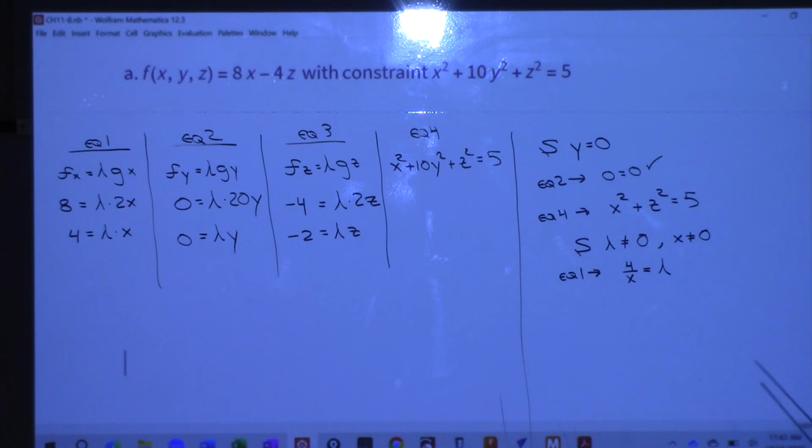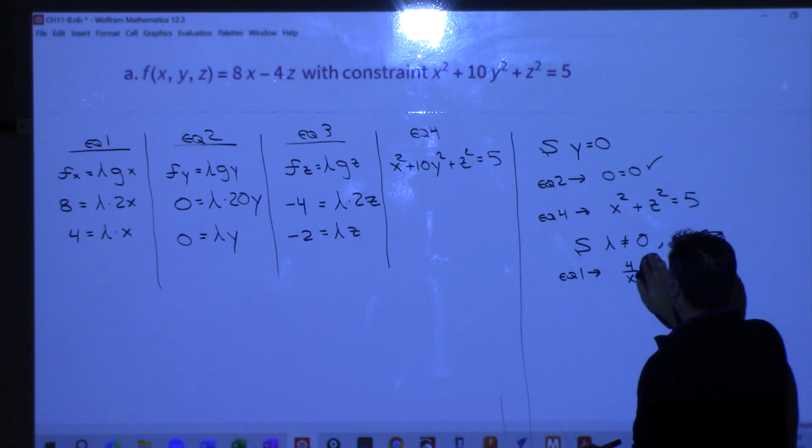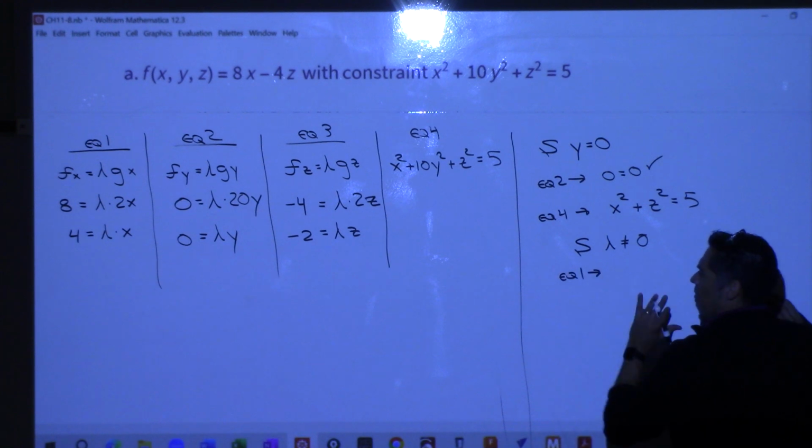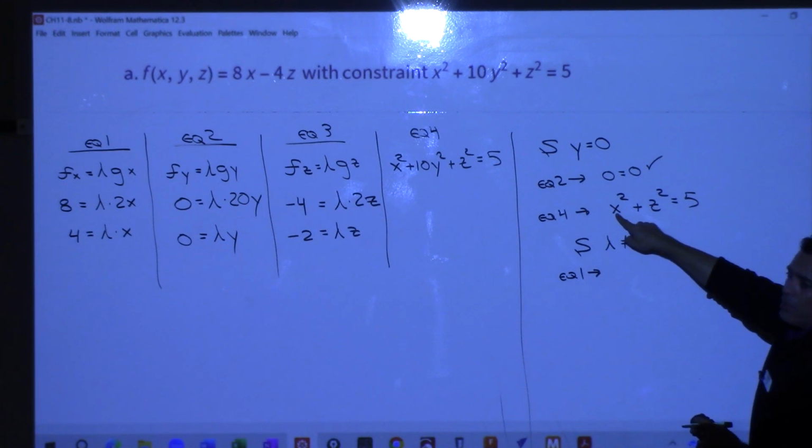I just divided through by x. Oh, wait, what do we want to solve for? I did this wrong, sorry. What do we want to solve for? X. I messed up. I thought we were solving for lambda. No, we were solving for x to plug it in here, okay.